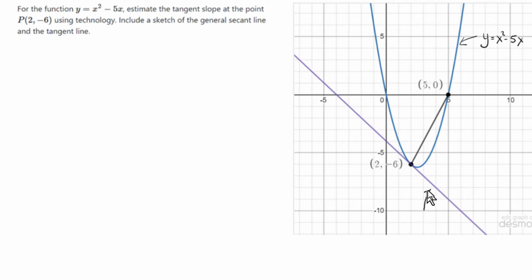This is our tangent line. It goes through this point here with the x coordinate of 2 and y coordinate of negative 6. So this is the slope we're trying to find, all this purple line here. This line in black, that's our secant.